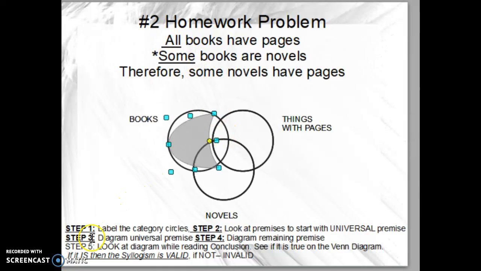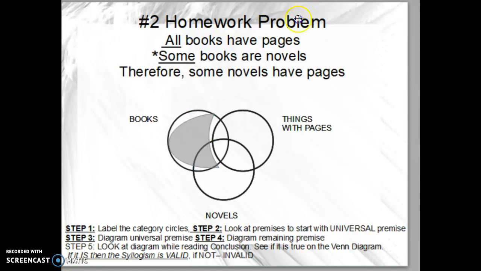Now I did step 3, I diagrammed the universal premise. Now I'm going to diagram the remaining premise. So I'm left with some books are novels. And remember, I have a star because I'm just going to say there's at least one. So I'm looking between the circle about books and the circle about novels. So this part's all shaded out, so I can't put any stars in there, but I will put a star in anything that's remaining between those two sections.